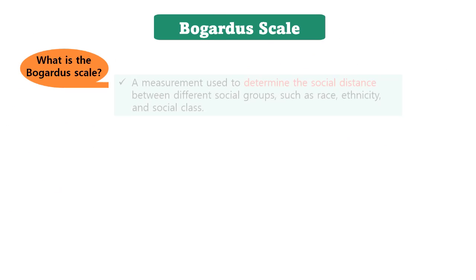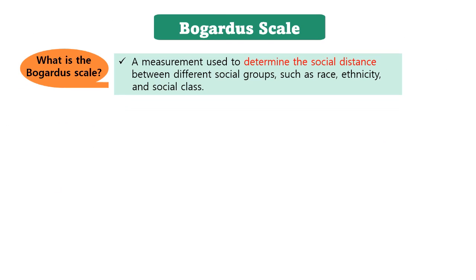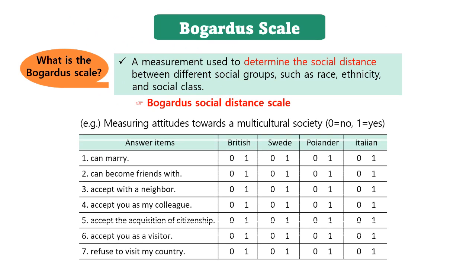The Bogardus scale is a measurement used to determine the social distance between different social groups, such as race, ethnicity, and social class. It is also known as the Bogardus social distance scale. For example, when measuring attitudes towards a multicultural society, a scale is created for respondents to answer a survey that measures social distance, including options such as can marry, can become friends with, can accept as a neighbor, etc., for people from the United Kingdom, Sweden, Poland, and Italy.